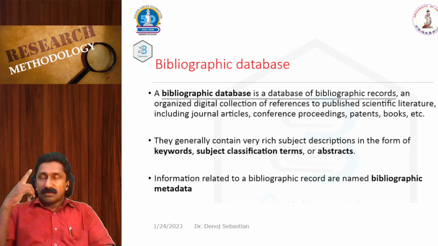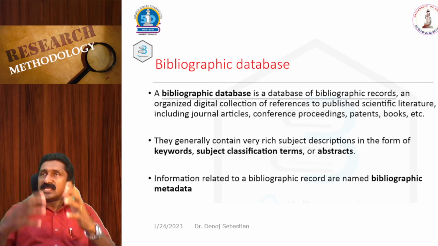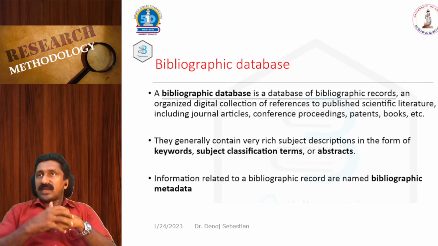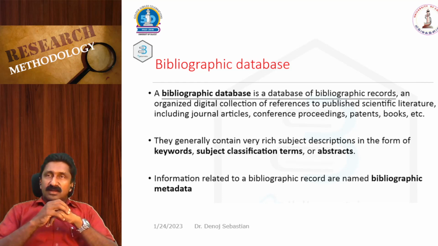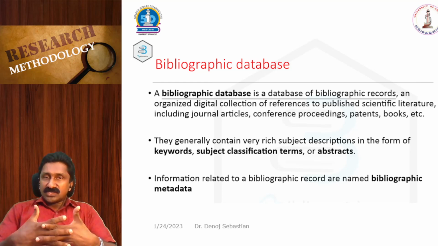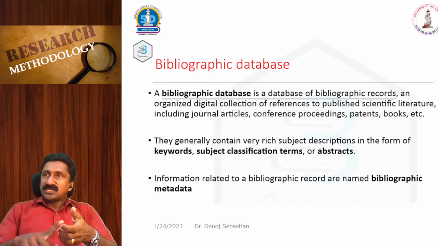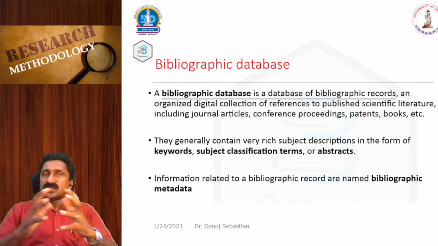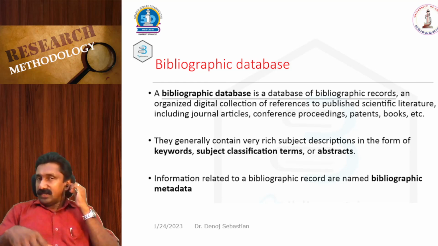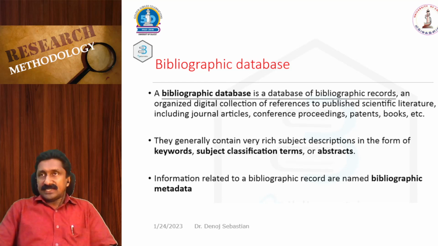And another one, for example, Library of Congress or Google Books, etc., where the ISBN number can be used as the unique identifier, from which bibliographic database you can download your corresponding reference. So they generally contain very rich descriptions in the form of keywords, subject classification terms, abstracts, page numbers; all other relevant information is stored in the database. Usually, in computer terms, we call it metadata.